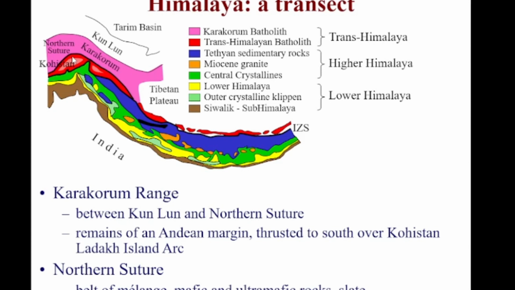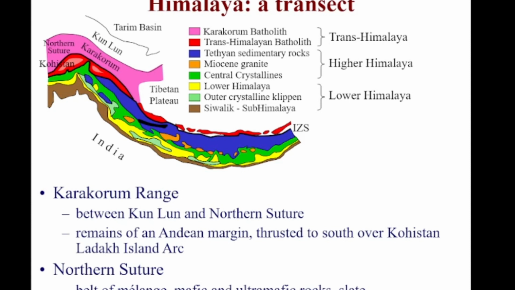Then we have some Tethys sedimentary rocks, and then Miocene granites and the central crystalline zone, where those rocks are the central crystalline rocks. They were actually developed during that collision. Then we have Lower Himalaya and outer crystalline nappes and Siwalik and Sub-Himalaya. Tibetan Plateau is the very north, and then we have Kunlun ranges and Karakoram, southern Suture zone, Kohistan Island Arc, and then we have some Siwaliks in the later stages.